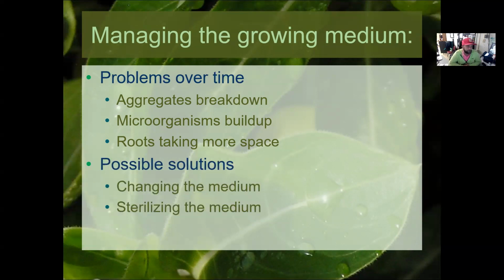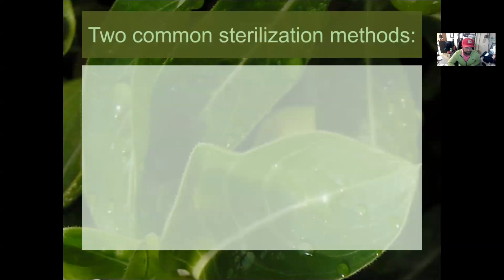So some possible solutions: changing the medium and sterilizing the medium. Cleaning and changing medium is a good thing. You don't have to do it as much with a hydroponic system, but I typically check my stuff daily to see when it needs done, because to optimize your growth means to optimize your profit at the end of the day. So two common sterilization methods.